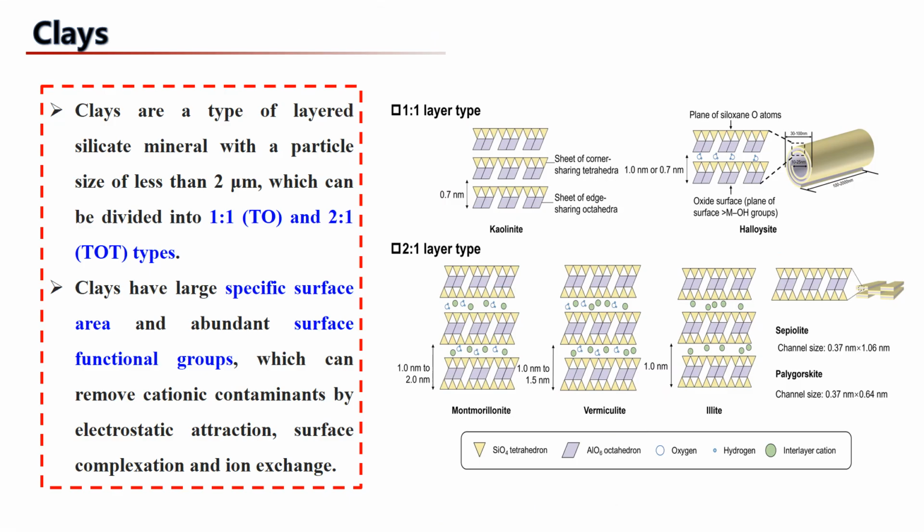Clay is defined as a stratified silicate mineral with a particle size of less than 10 μm, which can be divided into 1:1 type and 2:1 type. Because clay has a large specific surface area and rich surface functional groups, it can remove cationic pollutants through electrostatic attraction, surface complexation and ion exchange, so it is widely used in the removal of pollutants. However, natural clay is often rich in impurities, and the active sites are not exposed, so it needs to be modified and functionalized to be better applied.